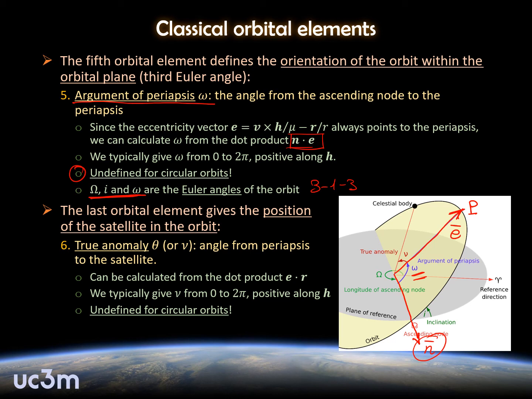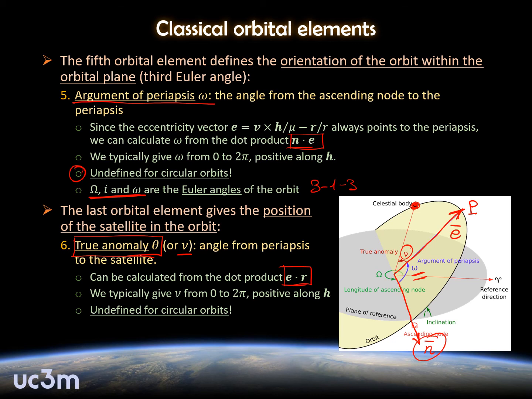Now, finally, there is a sixth orbital element, and this is a value that we already know. This is the true anomaly, which we will represent here with theta. Remember that sometimes it's represented with nu, and it is the angle that allows us to identify where the body is at a particular instant of time with respect to the pericenter. So again, if you want to compute it, you can use the dot product of e dot r, and that will give you the cosine of theta. Again, in order to disambiguate it, you may need some additional calculations.